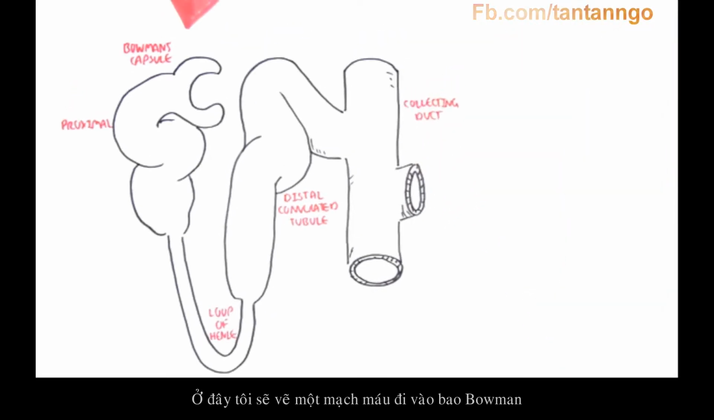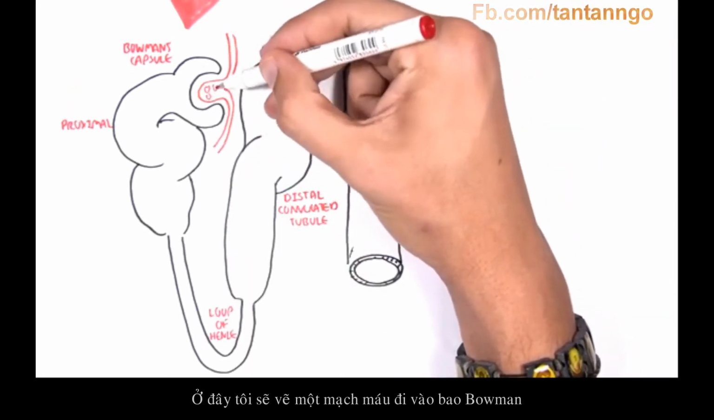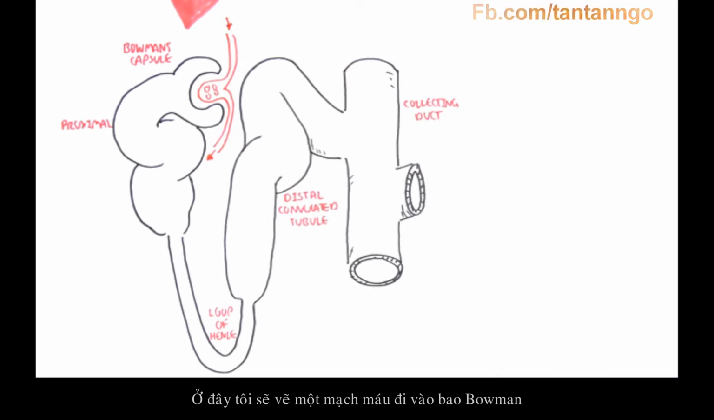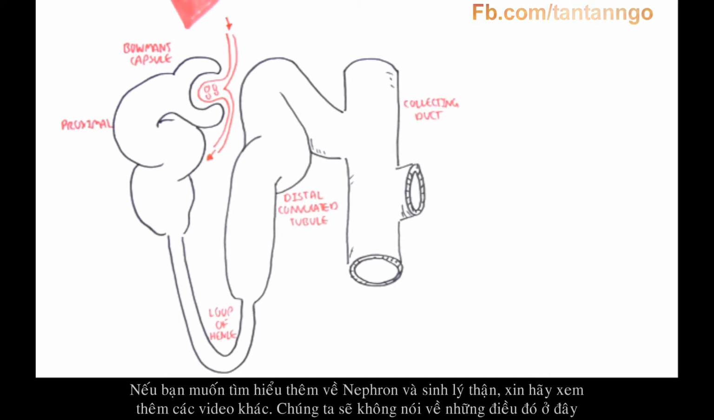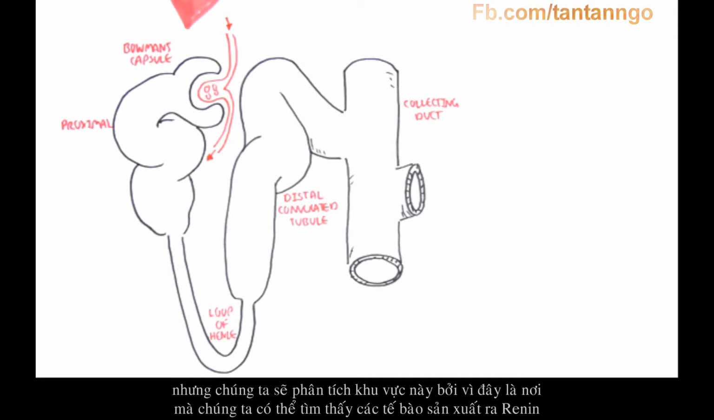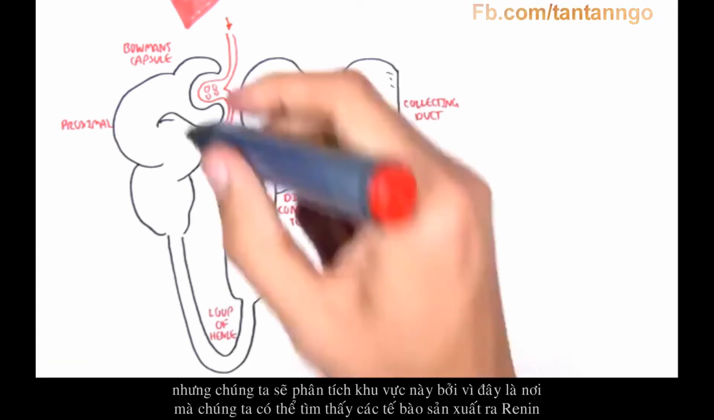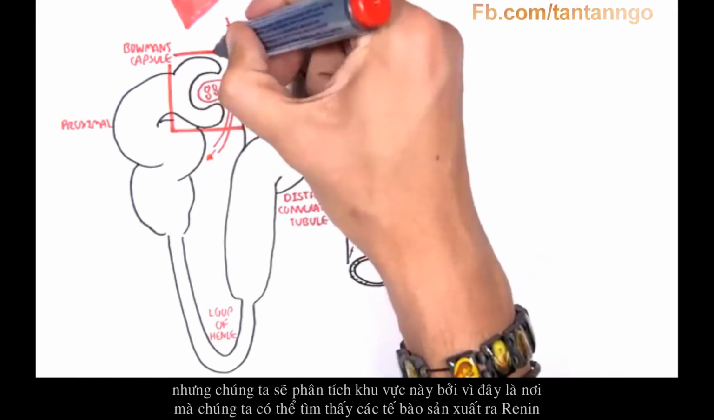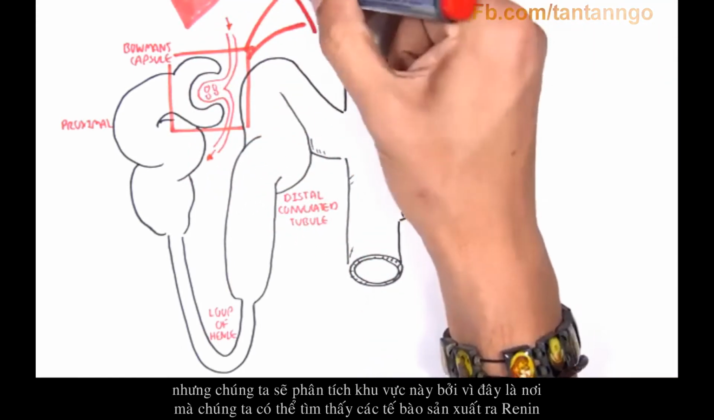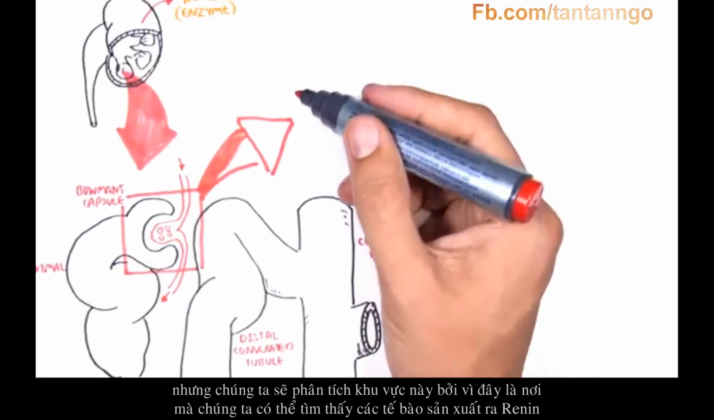So here I'm drawing a blood vessel. The blood vessel will enter the glomerulus, the Bowman's capsule area, and the blood will be filtered into the nephron, and then the remaining plasma will leave the blood vessel. And if you want to understand more about this nephron and the kidney physiology, please watch a video on that. But we won't really talk about that here. But we will focus on this section here, because this section is where we can find cells that produce renin.